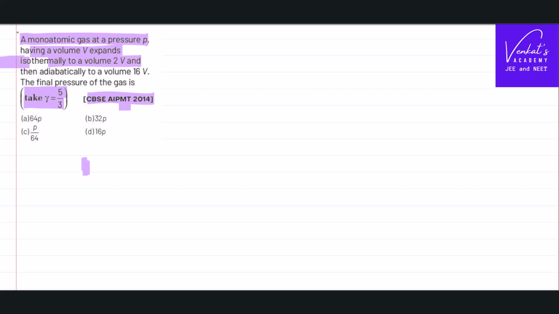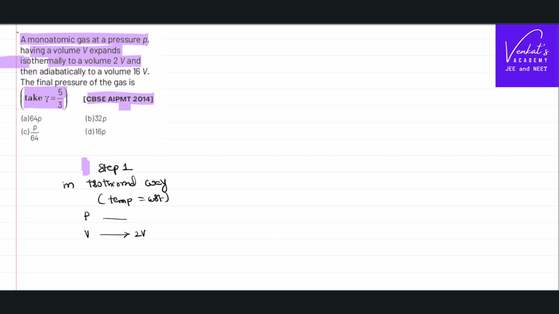So let's go step by step. In step 1, what happened is, in isothermal way. What do you mean by isothermal way? The process in which temperature of a system is kept constant. Initial pressure is P, initial volume is V. This volume is expanded to a volume 2V.